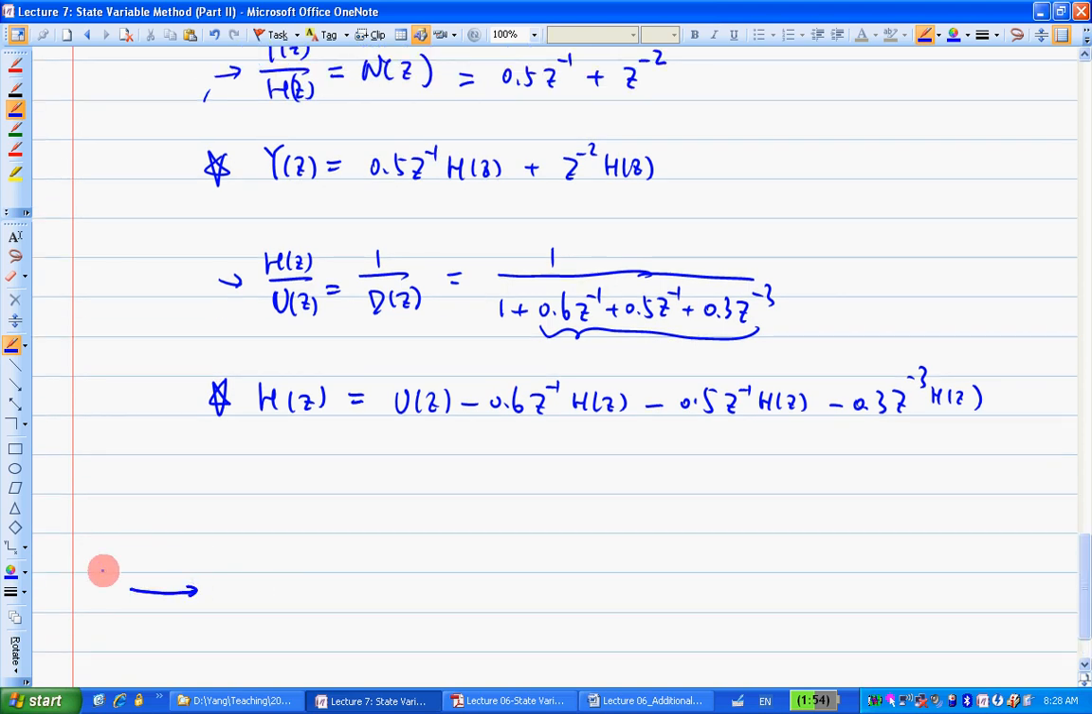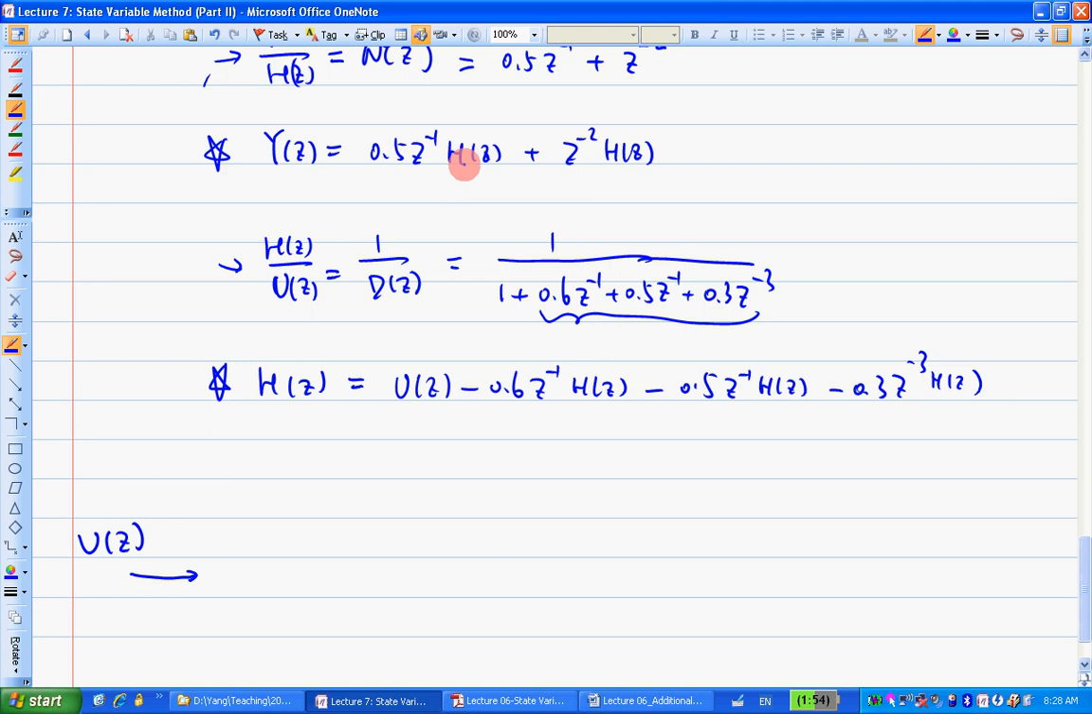First for input, it's over here, right? Input is over here. Okay. But let's build it. Let's build a thing based on H of z. Suppose this is my H of z here.